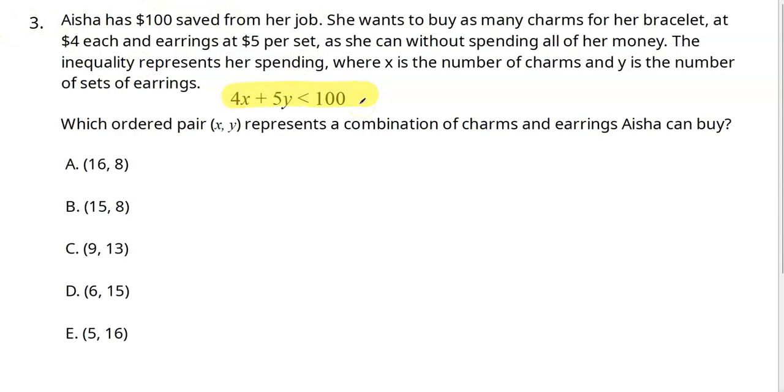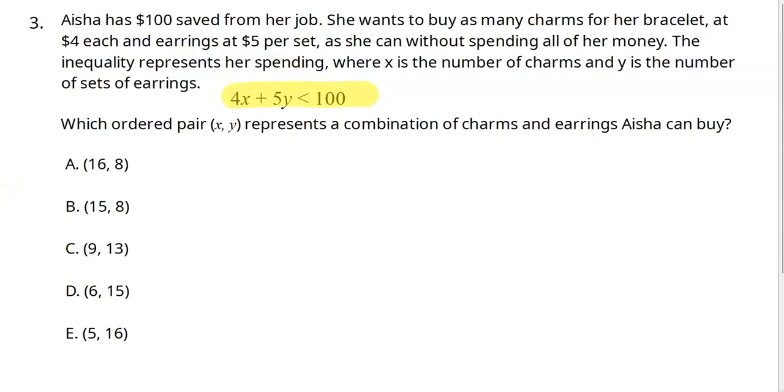So all this stuff here represents this inequality here. You can see that the 100 shows up right here, and then you've got $4 for each earring. X represents the number of earrings, so 4x, 5y. And I'm sorry, X actually represents the number of charms, and Y is the number of sets of earrings. My mistake on that. But in reality, you don't even need to know all this stuff up here. You just need to look at this inequality here.